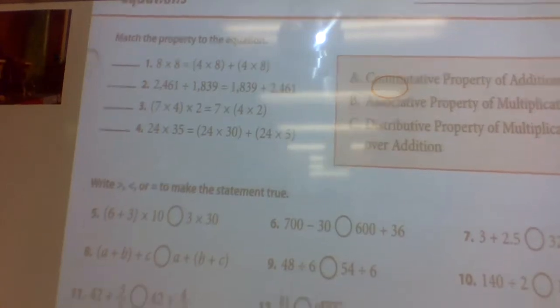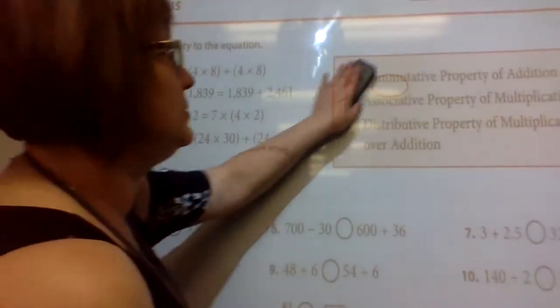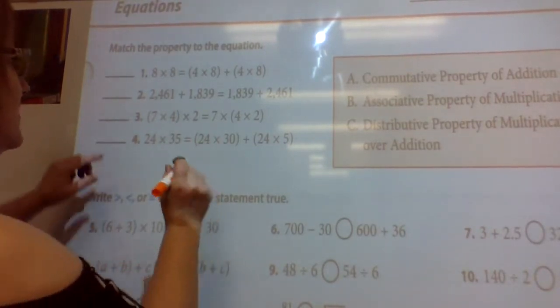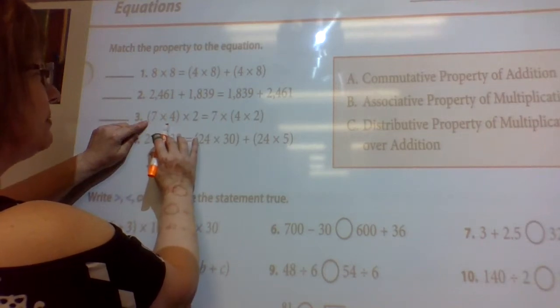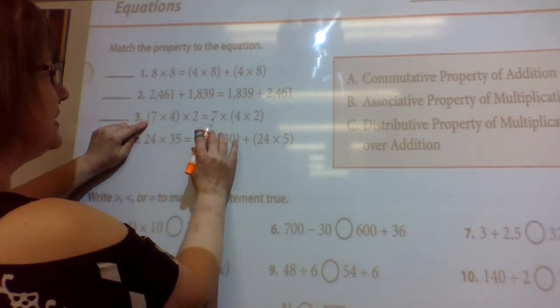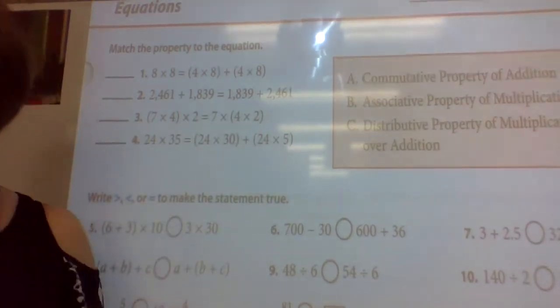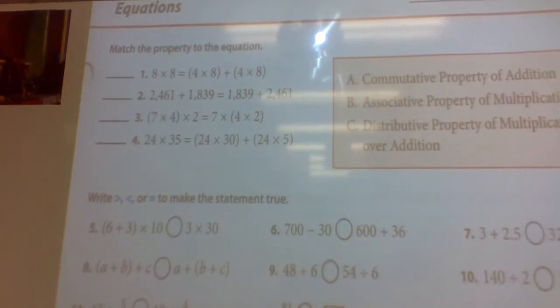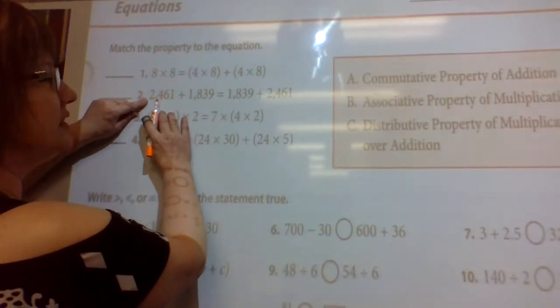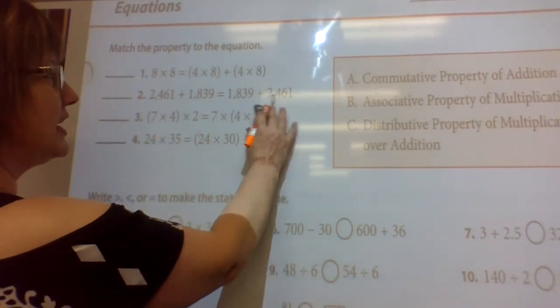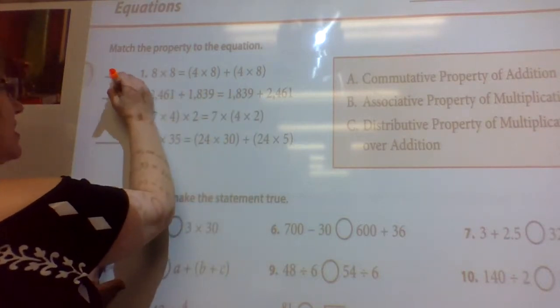Okay, so remember commutative, mutate. So which one of these are the same, only mutated on the other side? Like this one, 7 times 4 times 2 is the same as 7 times 4 times 2. I need to make sure I'm doing this right in my book. Okay, this is the commutative one. So it's this plus this is the same. When you look in the mirror, it's backwards. It mutates this to this. Okay, so that's the commutative one.